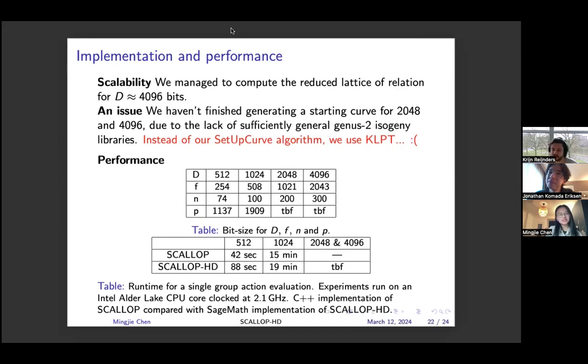Okay, makes sense. Another question is, how is the class group different in this case from Scallop? The group size is power smooth, but not for Scallop. That's maybe the main difference.